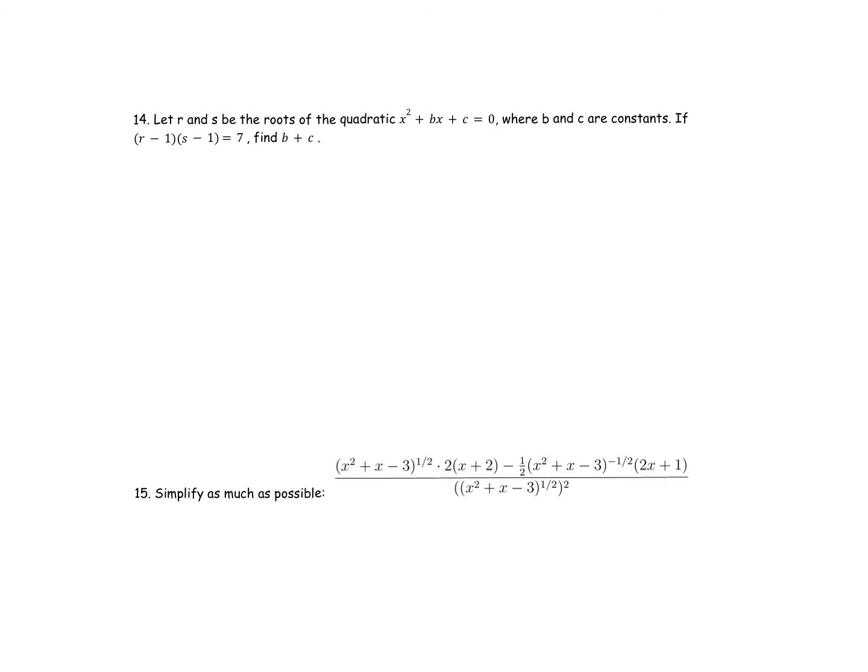All right, so the first one, 14: R and S are the roots of this equation. And then I tell you this other relationship between the roots. 1 minus the first root times 1 minus the second root just happens to equal 7. So find B plus C.